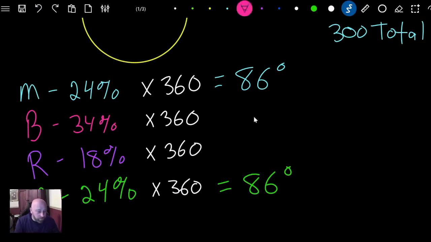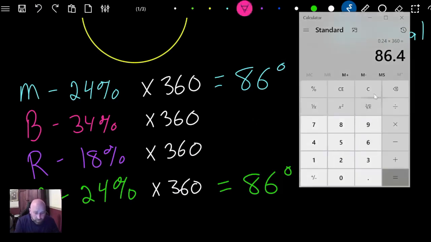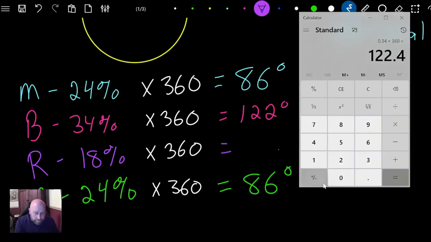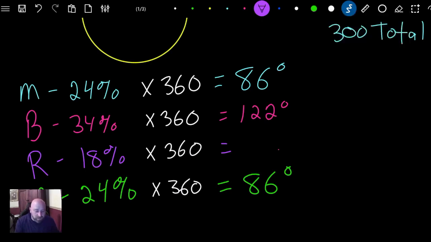So then we would do the 34%. So we need 34 or 0.34 times our 360. All right, 122.4. So 122 degrees. And then we have our last one here, this purple one. We have the reptiles at 18%. So 0.18 times 360 is going to equal 64.8. We'll do 65 on that one.